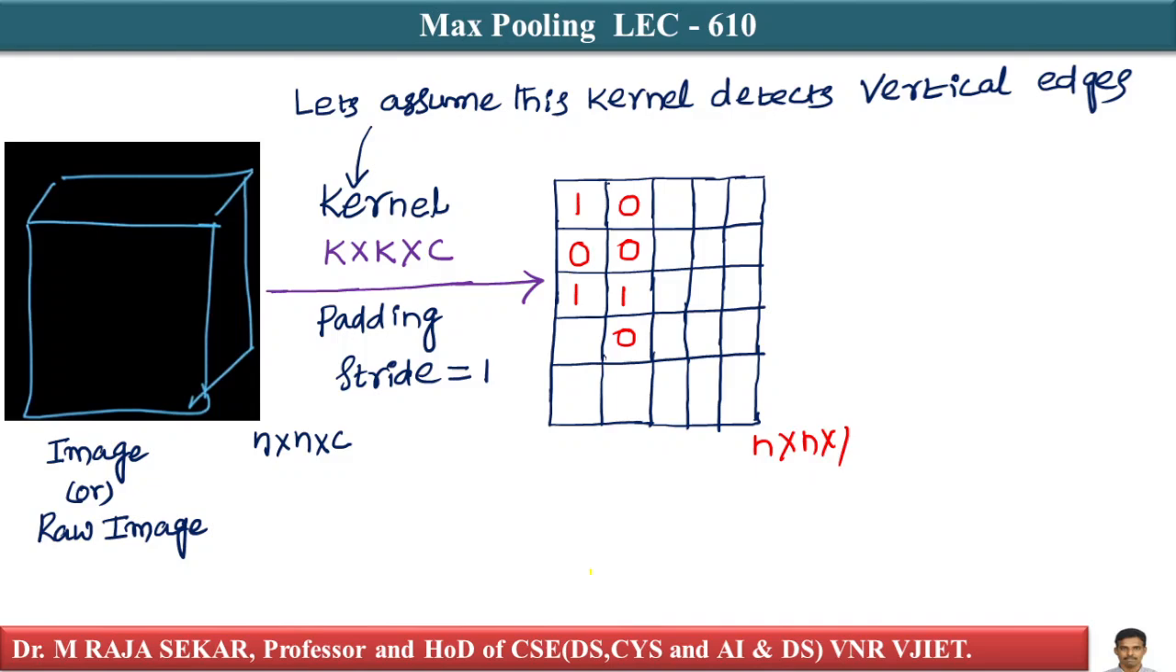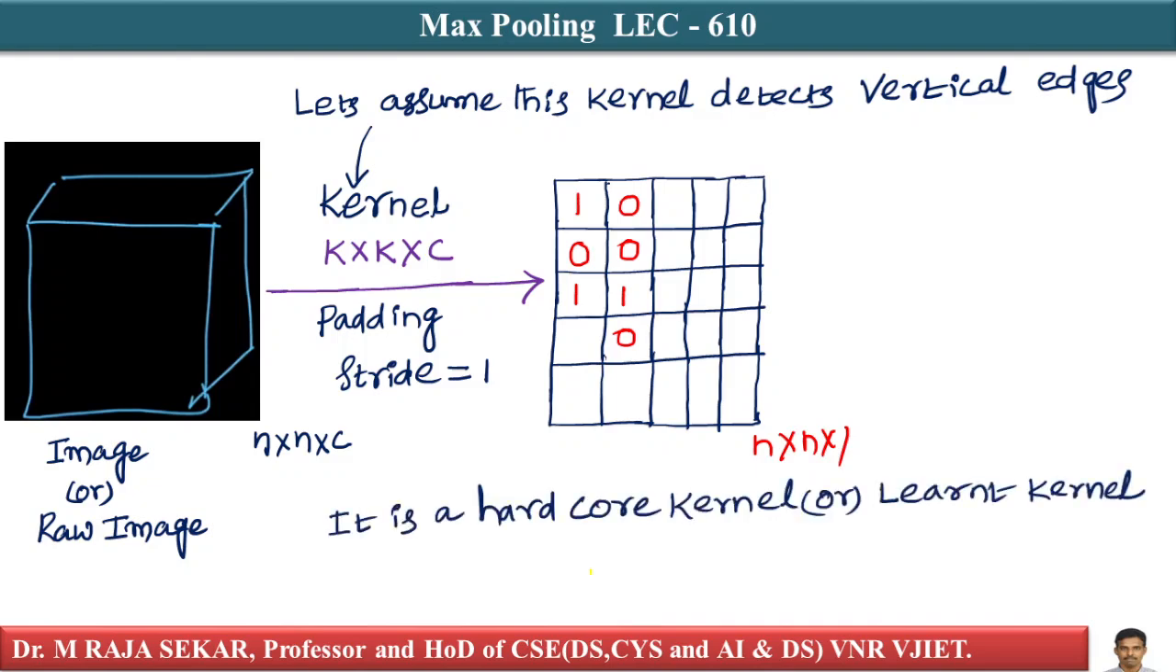Let's assume this kernel detects vertical edges. Remember, it is not a hard-coded kernel. It is a learned kernel. It's an already learned kernel, isn't it? Let's assume the functionality of this learned kernel is that it detects vertical edges.